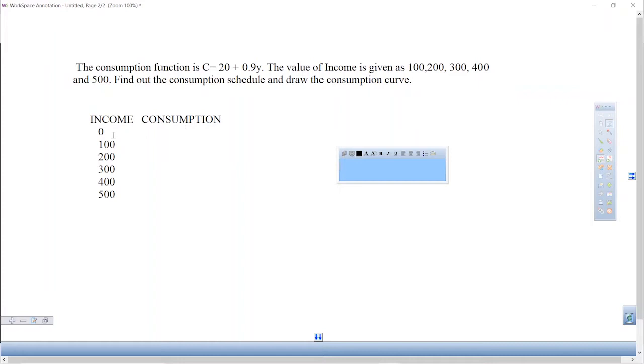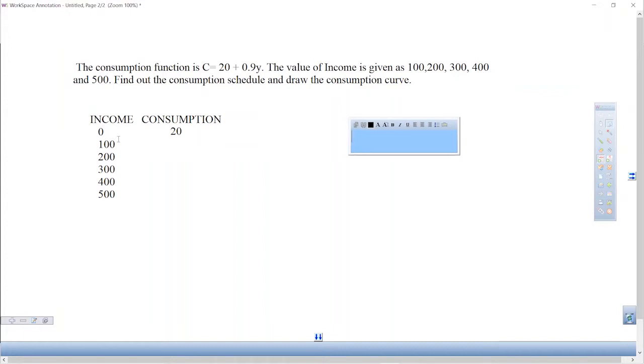When income is 0, consumption is positive, which is known as autonomous consumption, and from the consumption function we can find out how much the autonomous consumption is. This equation has a term for autonomous consumption. How much is it? It is 20, right? So I will write 20 here. So the first level of consumption we know now.